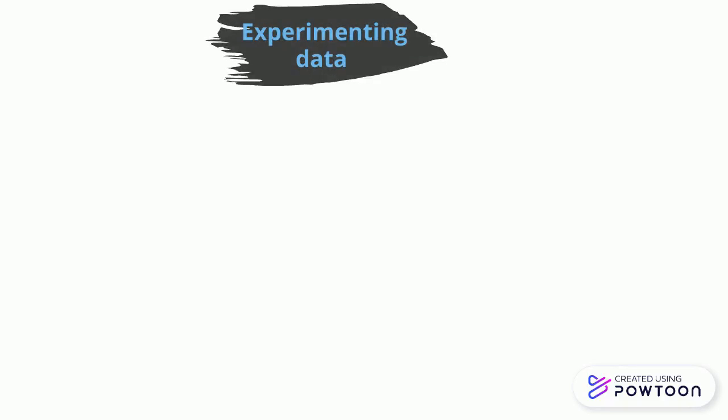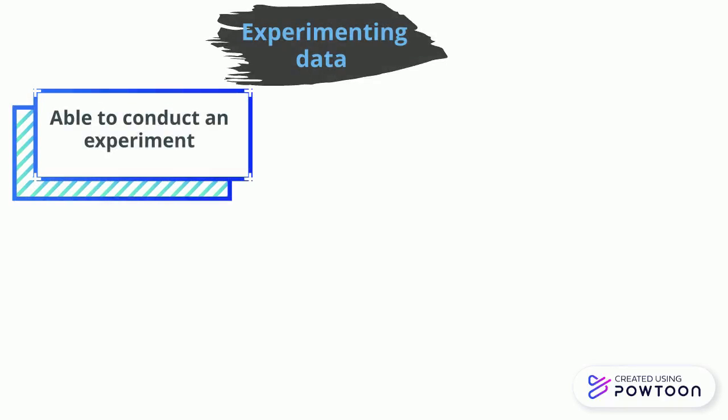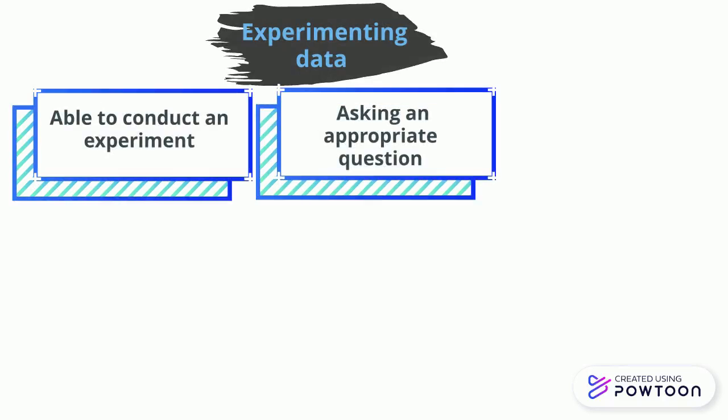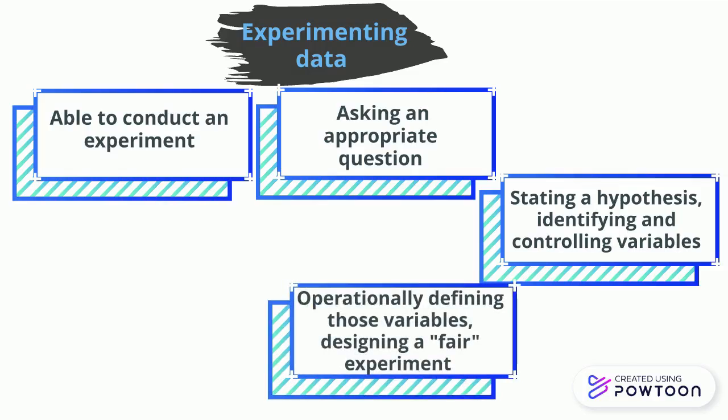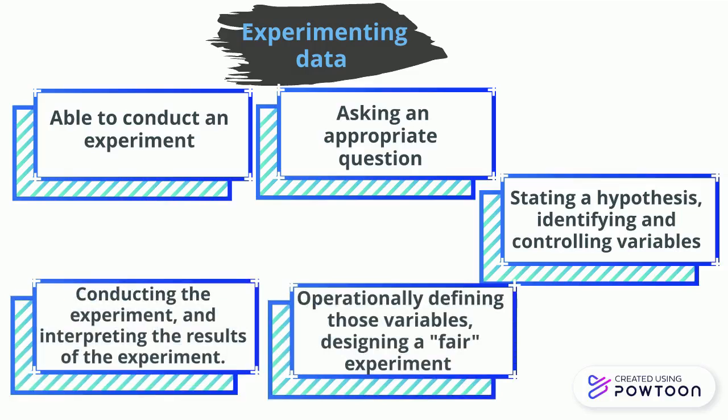Next, experimenting data starts from conducting experiments, asking appropriate questions, stating the hypothesis, identifying and controlling variables, operationally defining those variables, designing a fair experiment, conducting the experiments, and interpreting the results.